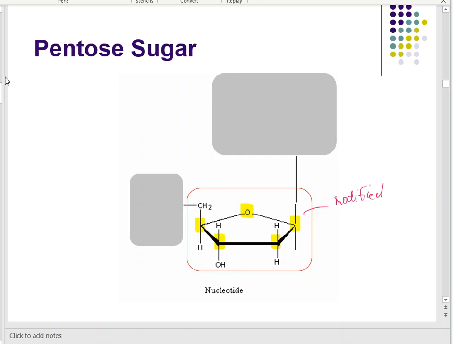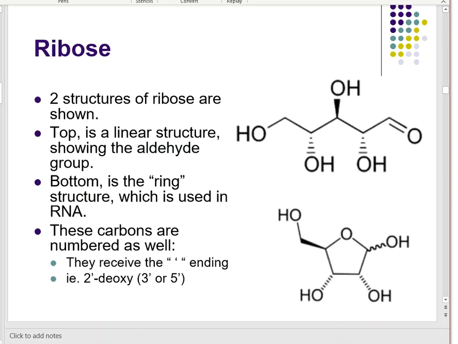This molecule is a sugar. It is a 5-membered ring sugar, and in particular, it is one type of sugar, and that sugar is called ribose. So what you see over on the right-hand side are 2 versions of ribose. The first one is really the straight chain. Ribose can actually open up and go to this straight chain.